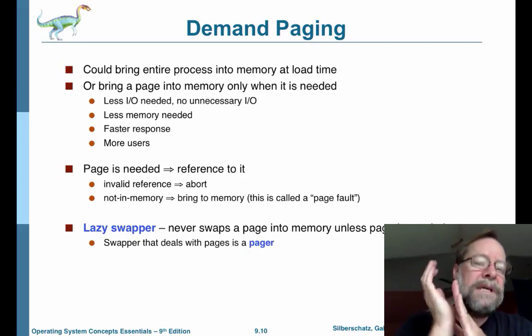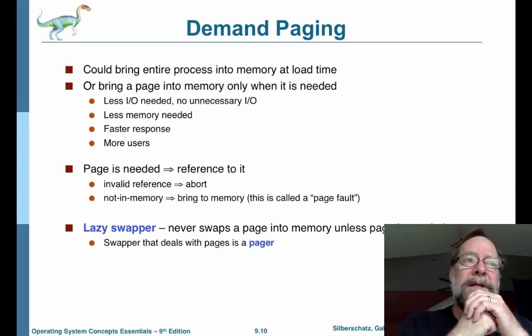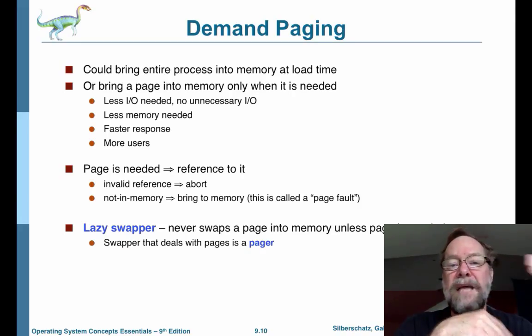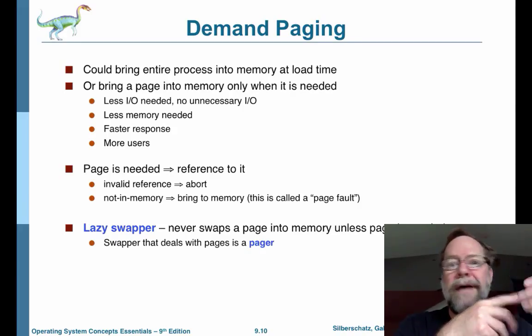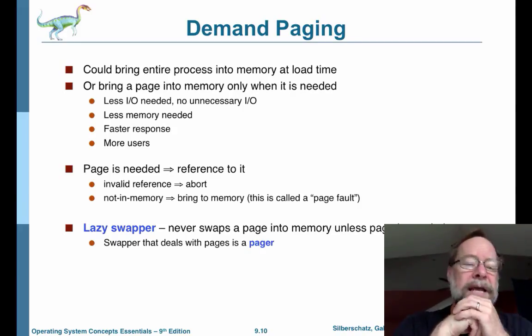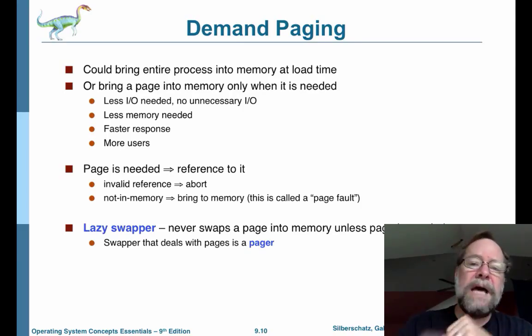It could also be that the page that we're trying to access is invalid in some way. For example, it may have been that the operating system said this process only gets to use 10 pages, and one of our addresses is trying to reference page number 11 or 12, something like that. In that case, that should be an invalid page number, an invalid reference, and that should cause some kind of an abort.